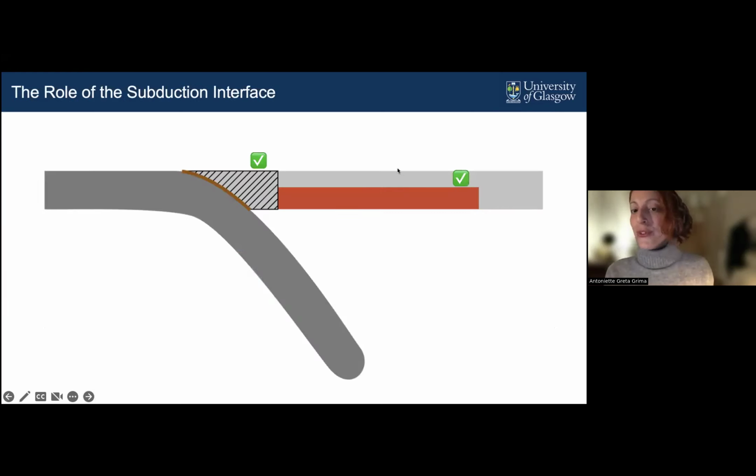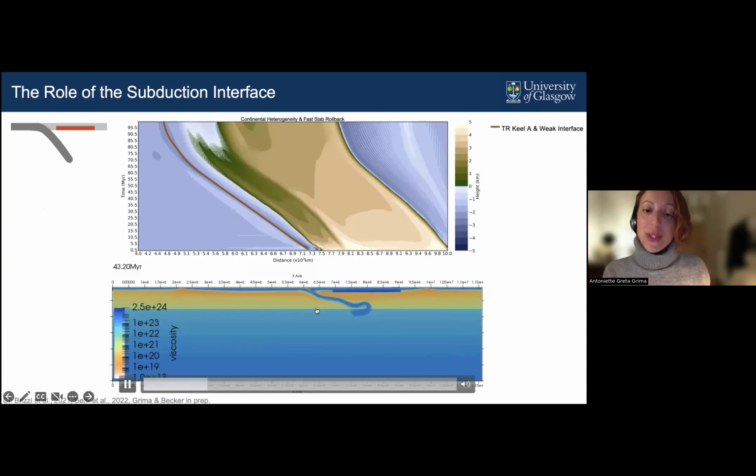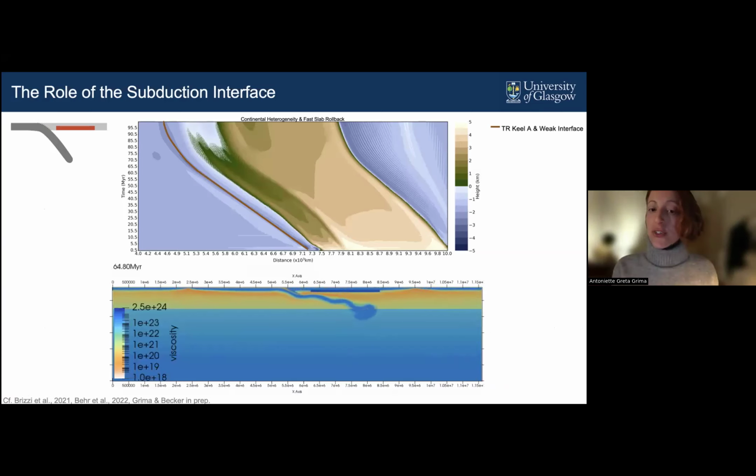Okay, so we've talked about the continental interior, we've talked about the margin, but what about the subduction interface? Does this matter? And the answer is yes, very much so. So what I'm showing you here is the same model setup as before. We haven't changed the keel or the continent or the slab, but I've changed the strength of the interface.